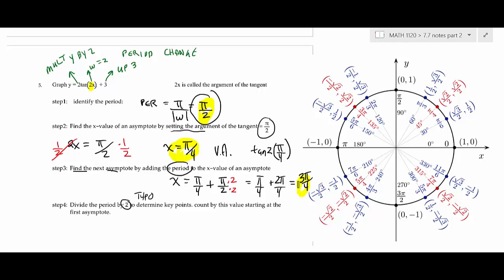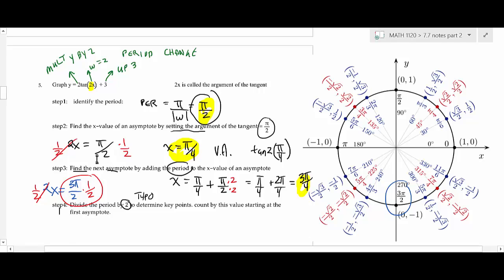Now you can also do this. You don't need to write this down unless you want to. You could also take the argument and set it equal to 3 pi over 2. That's the other place where y over x is undefined, right? 1 over 0 is undefined. So notice if you do this, you'll get the same answer. If you multiply by a half, look what you get: 3 pi over 4. So you can do it that way if you want to. It doesn't matter. Is that solid with everybody? If you have an asymptote, find it. And it always works that way.